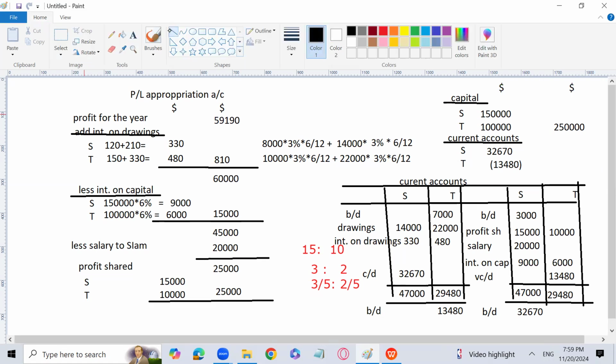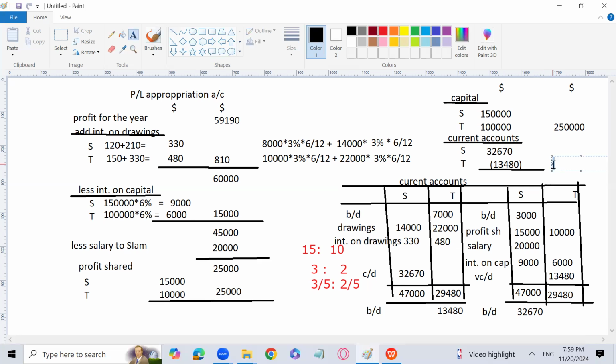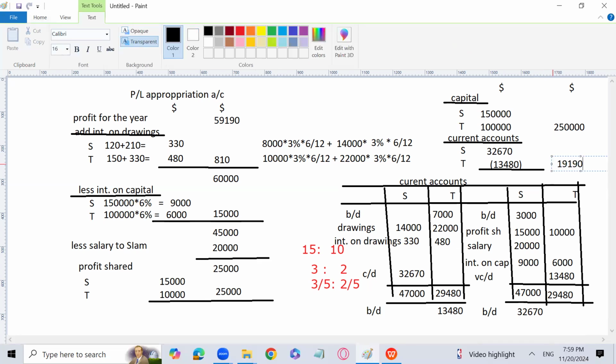Now I will go for the answer and I will write it in the outer column. That is 32670, which is positive because credit balance means positive. Capital is always having a credit balance. That's why we have written the capital accounts in positive balances. And I'm going to subtract 32670 minus 13480. The answer is 19190, which I am going to write over here. 19190 is a positive balance that we have in both current accounts. Total is basically positive, which is 19190.